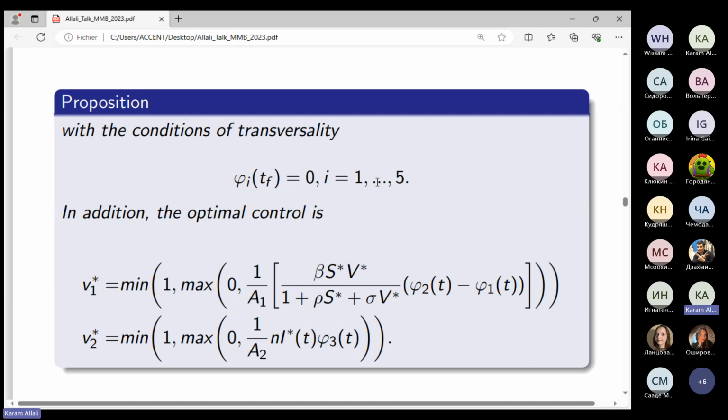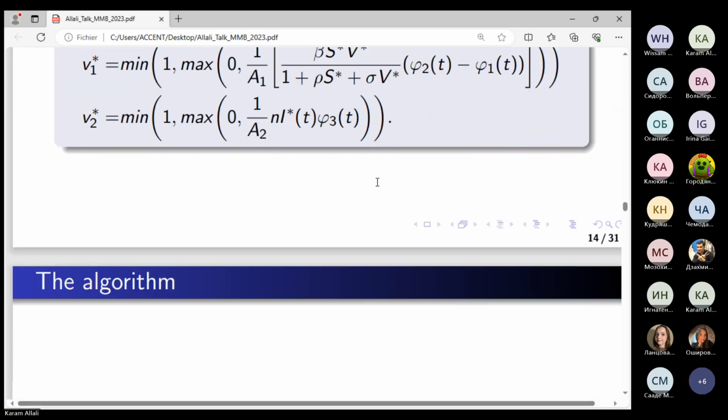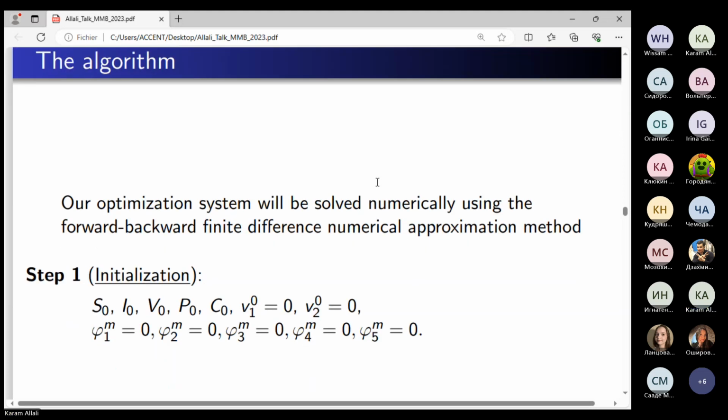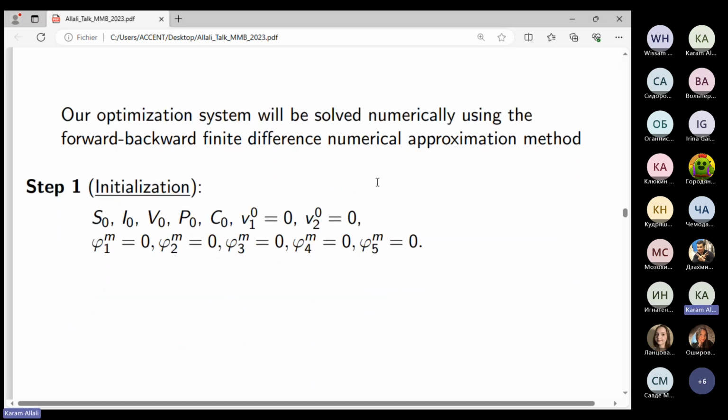It means that at any conditions we cannot have V1 star more than 1 or less than 0. The algorithm to find the optimal control is given by the following. First, we have the initial conditions. We have V1 and V2. We start with no control, and here phi1 M0 is given in the previous theorem.